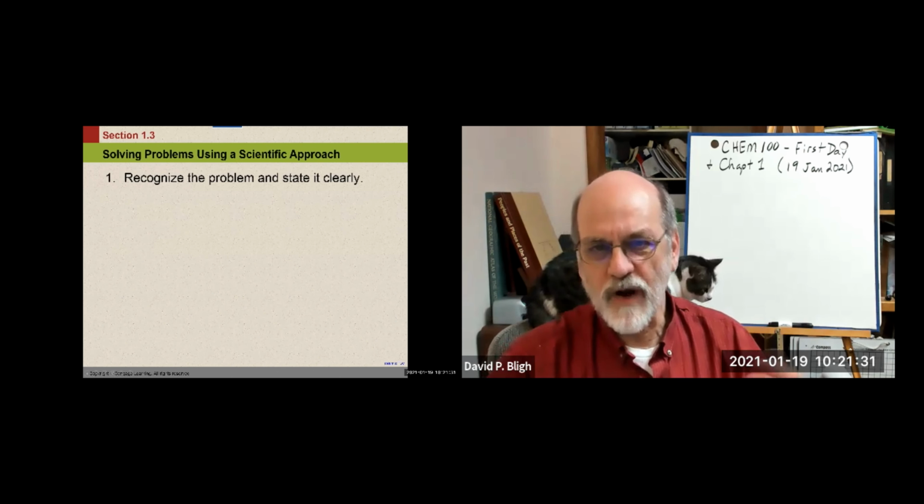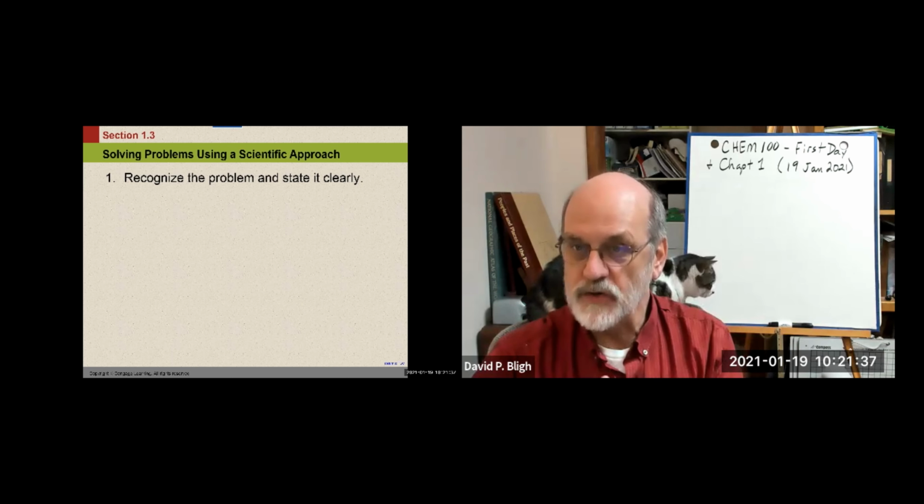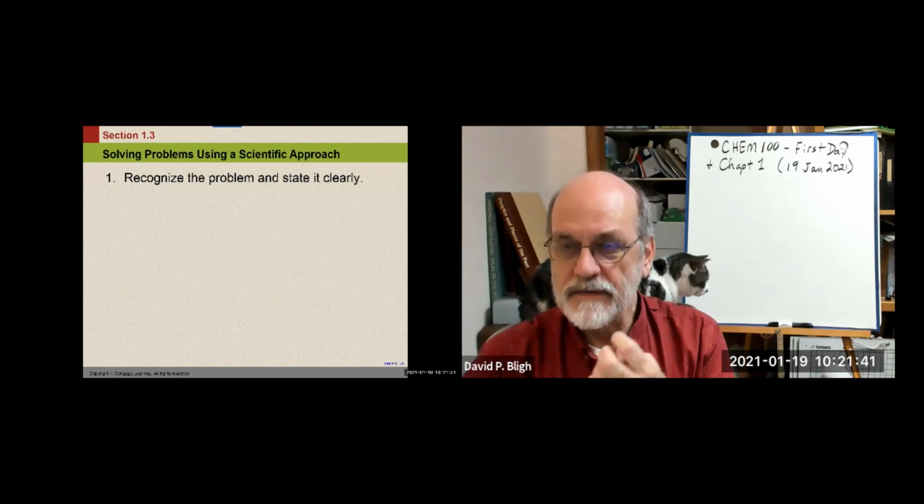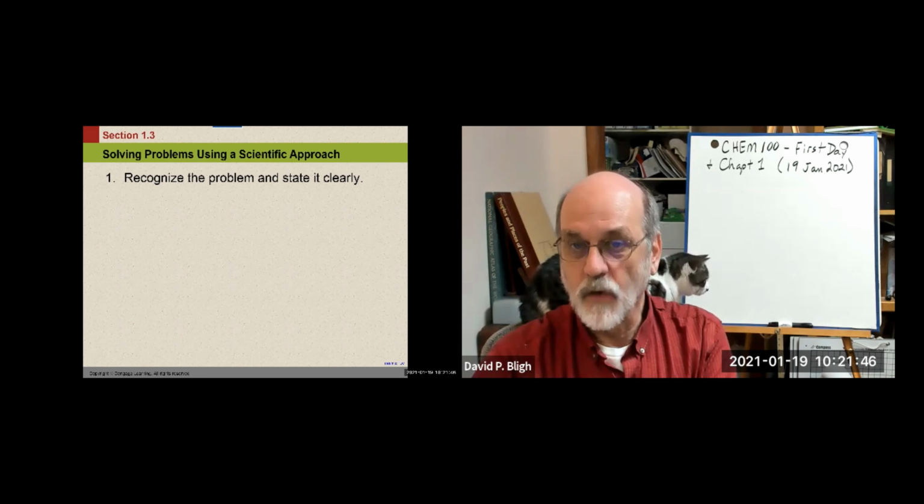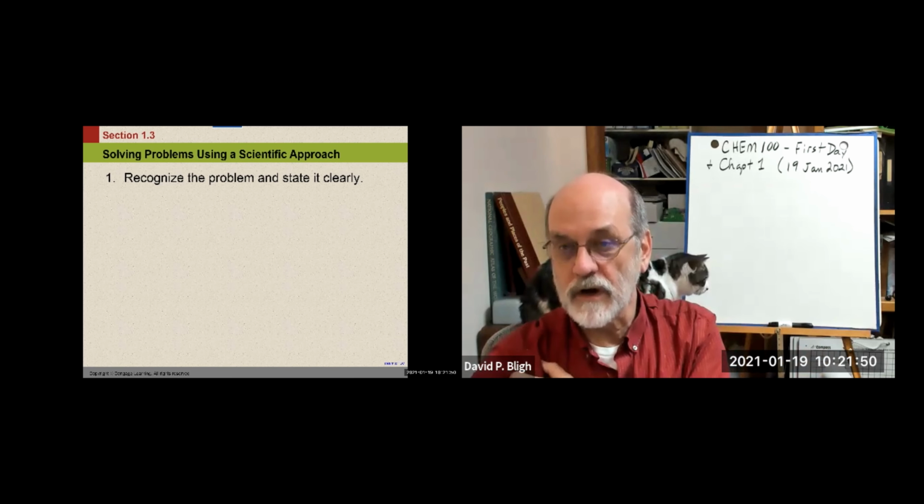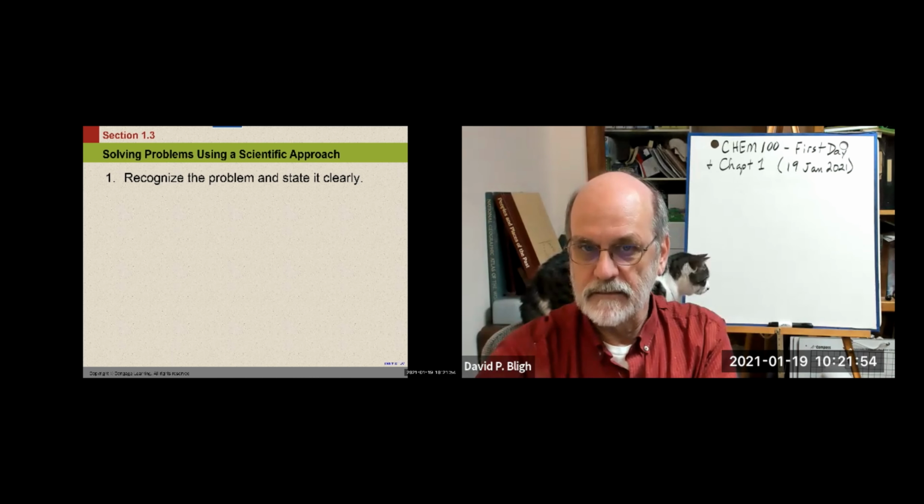So how do we solve problems? The scientific approach is usually you make an observation. You see something that piques your interest. And that requires you to state the question. You know, why does it happen? Or just how does it happen? Maybe that's all you want to know. So you state the problem clearly. That's part of the scientific approach.